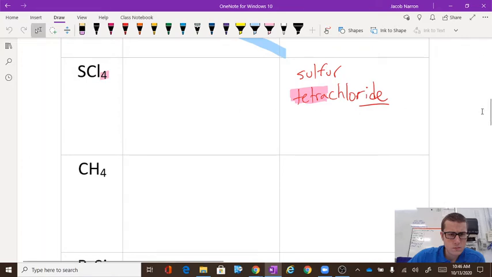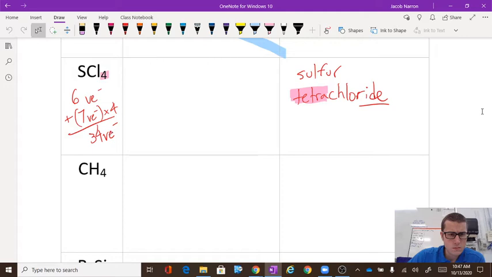First step, our Lewis structure. Our first step is to count up our number of valence electrons. I see that sulfur is in group 16, so it's going to bring 6 valence electrons to the table. Chlorine is in group 17, so it's going to bring 7 valence electrons. Because there are 4 of them, I'm going to multiply by 4. 7 times 4 is 28, plus 6 is going to be 34. So we got 34 valence electrons to work with in this problem.